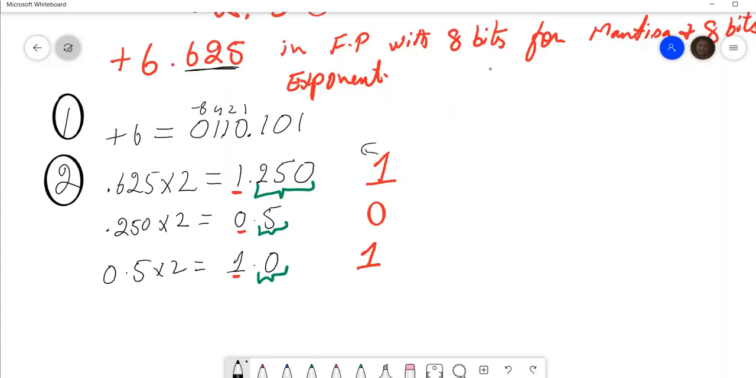Because I want 8 bits for my mantissa, so I'll put leading zeros. I have already 7 bits, so मैं एक 0 और लगा सकता हूँ यहाँ पर. So this is 1 over 2, this is 1 over 4, and this is 1 over 8. सर ये 2 से मल्टीप्लाई इसलिए करते हैं क्योंकि एक्सपोनेंट 2 है इसका.